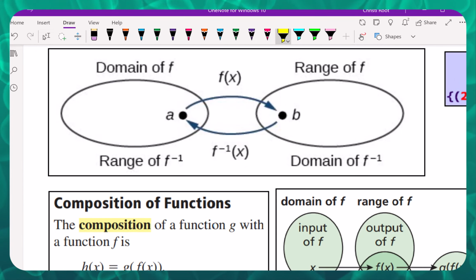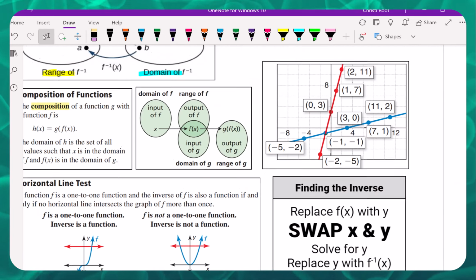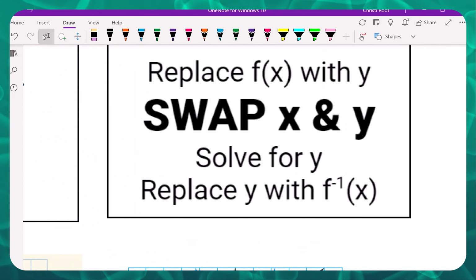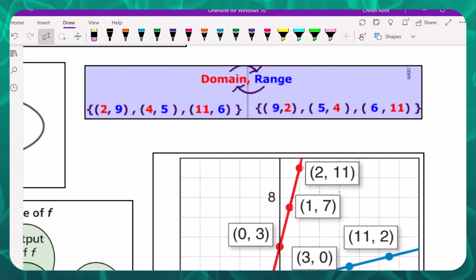So whenever you have the domain of one function, that domain is going to wind up being the range of the inverse. They flip-flop. The range of your original function is now going to be the domain. And the reason why is because you are swapping the x and the y. So the domain, which stands for your x, is now going to become the y value.